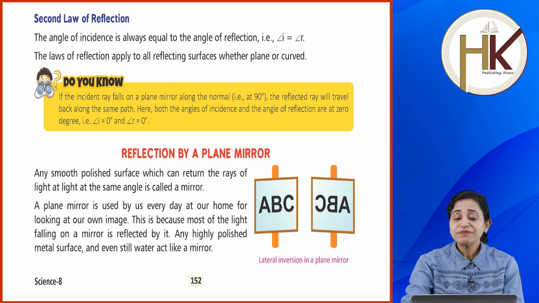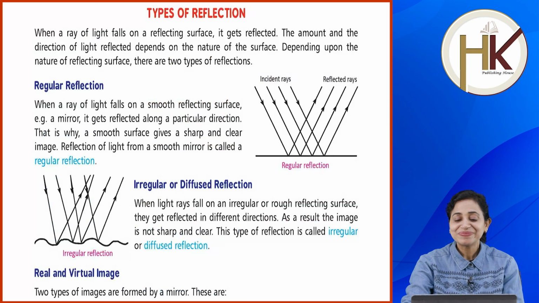Any smooth polished surface which can return the rays of light at the same angle is called a mirror. A plane mirror is used by us every day at our home for looking at our own image. This is because most of the light falling on a mirror is reflected by it. Any highly polished metal surface and even still water act like a mirror.